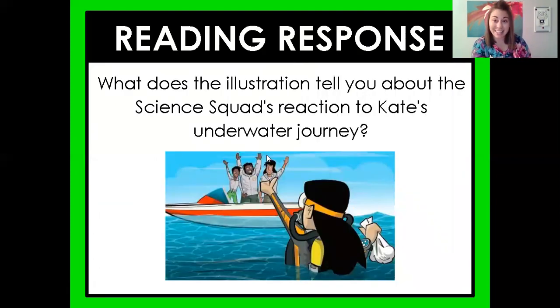And so lastly for today is your reading response. Should have done a drum roll for that. Okay, so I want you to think about, what does this illustration tell you about the science squad's reaction to Kate's underwater journey? Because remember, this is right when she had come up after seeing Drake Darkley in the mine. So how does this illustration help you understand the science squad's reaction? How did they feel about Kate's underwater journey?